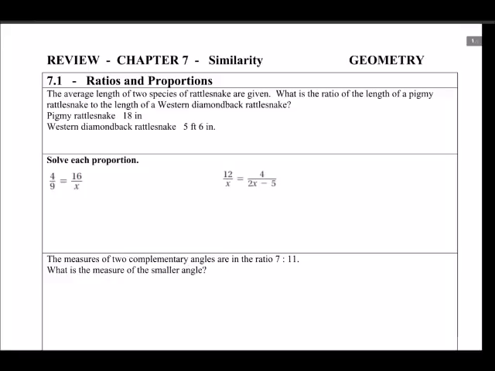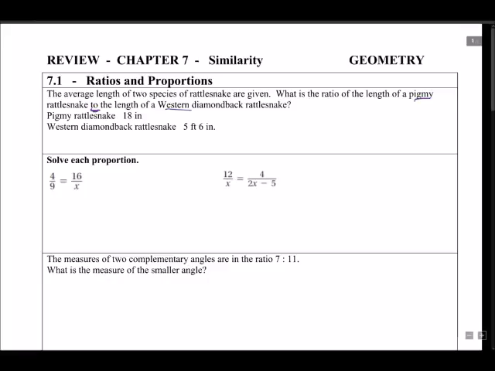So our first problem says the average lengths of 2 species of rattlesnake are given. What is the ratio of the length of the pygmy rattlesnake to the length of the western diamondback rattlesnake? So we are told what order it needs to go in. The pygmy rattlesnake's average length is 18 inches. The western diamondback is 5 feet 6 inches. That's a pretty big snake.